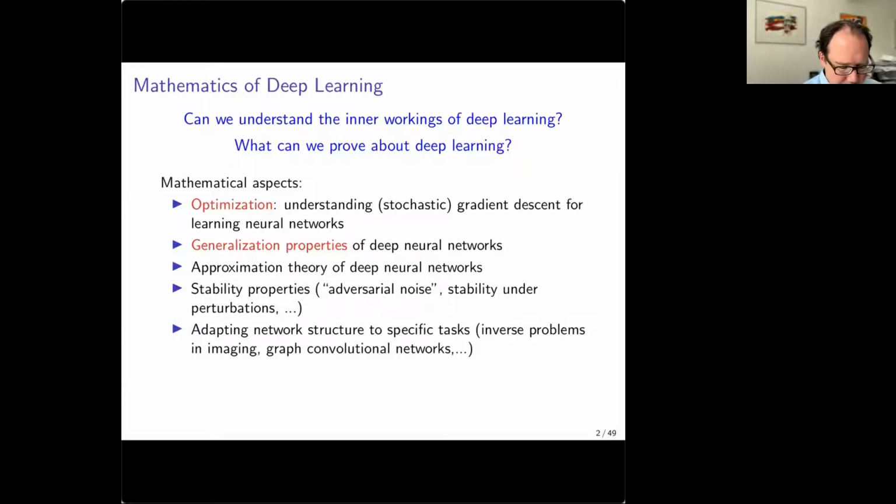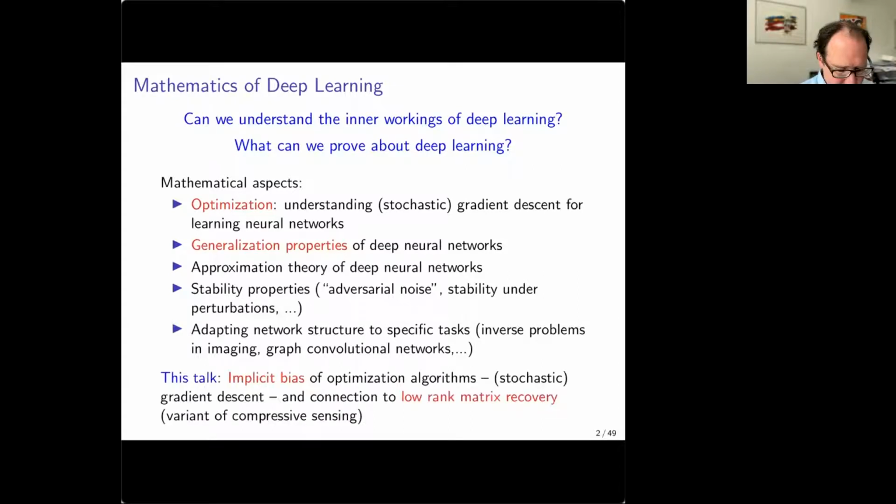Then there's also approximation theory of deep neural networks. With a neural network, can we in principle approximate functions of interest? And I think part of this has also been done in this community by trying to approximate solutions of parametric PDEs using neural networks. Then stability properties and adapting network structures to specific tasks. But I will not go more into this, and you can imagine also other tasks that need to be understood here. So this talk is about these first two aspects, basically a combination of these.